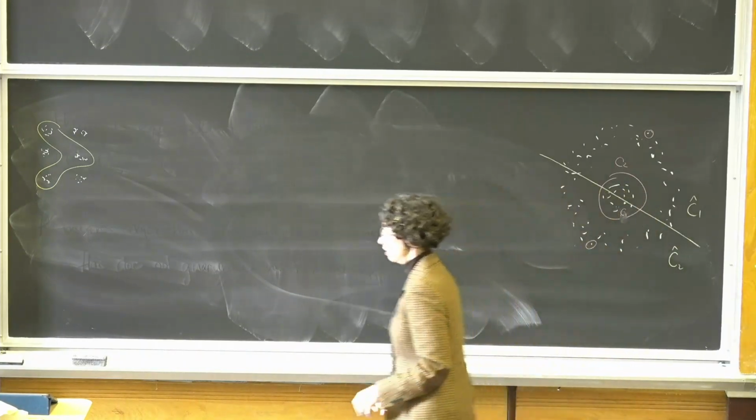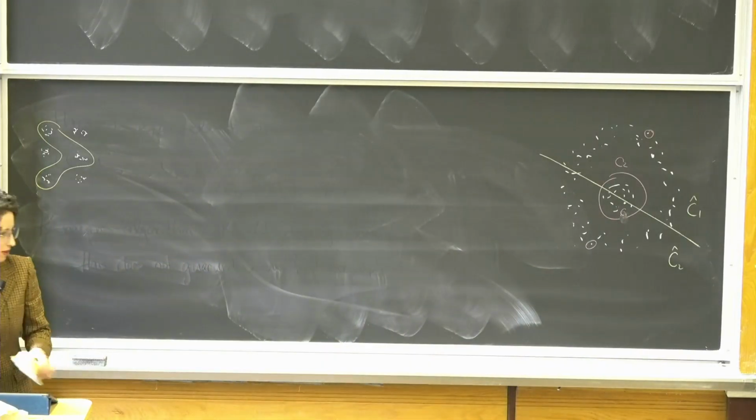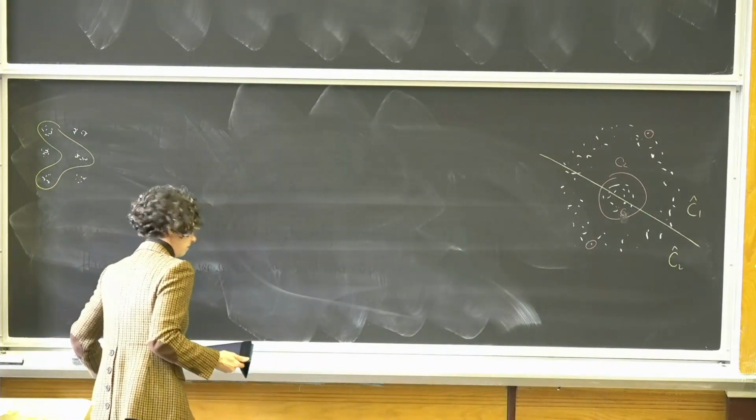Okay, so I'm going to show kernel k-means on a board without the glare here.